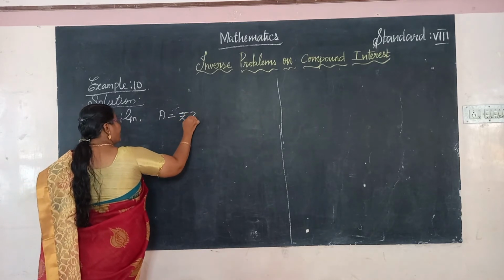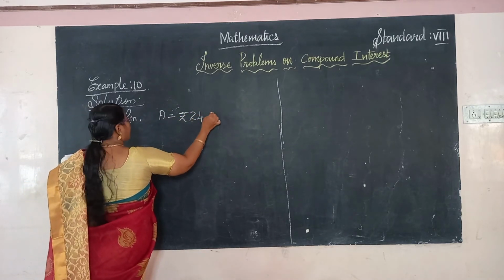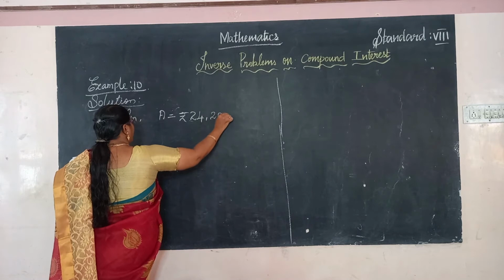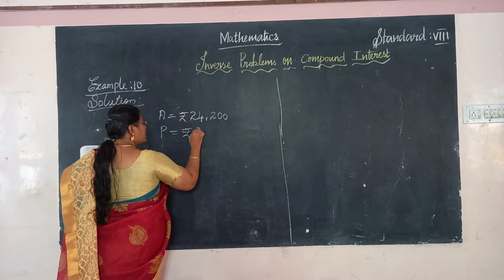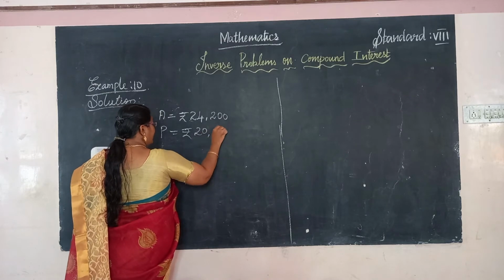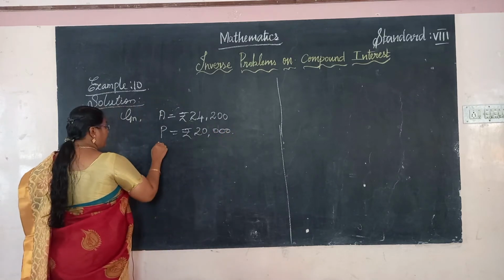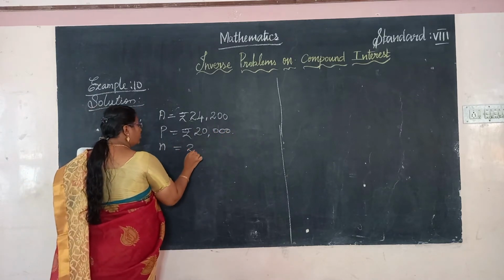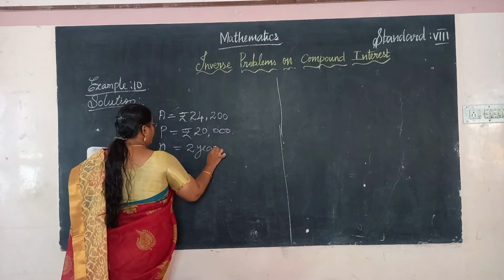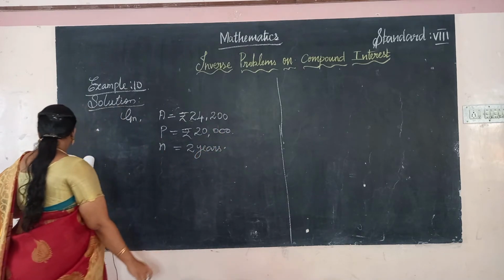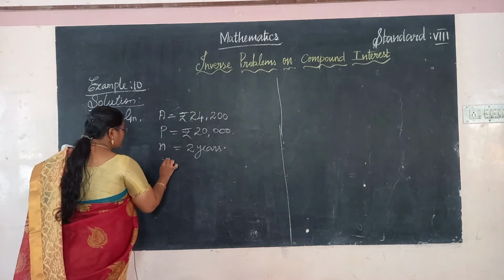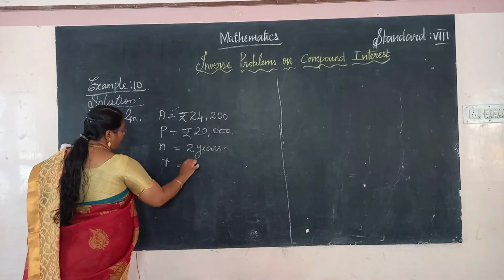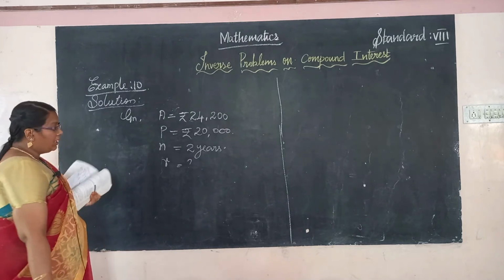Rupees 24,200. What is the principal amount? Rupees 20,000. And the number of years? 2 years. Number of years is 2 years. What do we find out? The rate of interest. It is denoted by R. I have to find it.